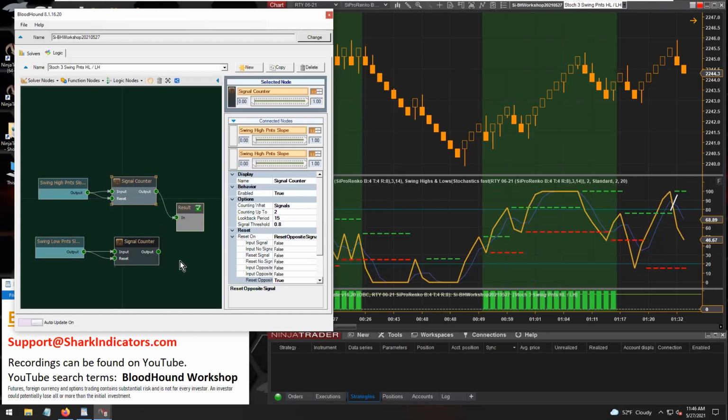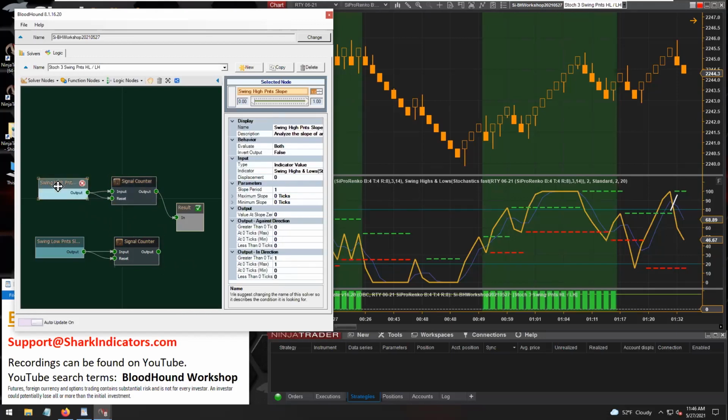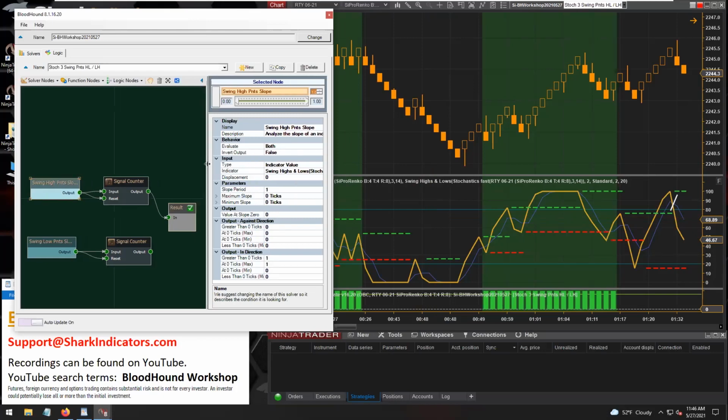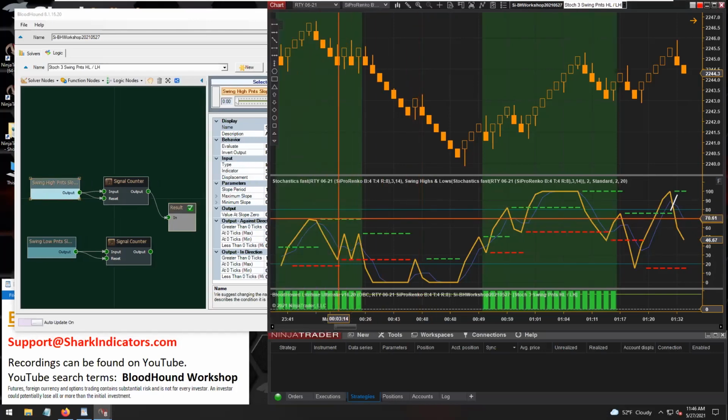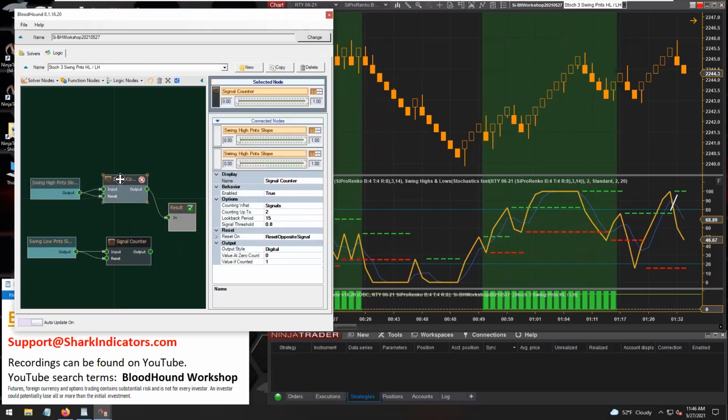So with the swing highs and lows indicator as it is, this is our logic here. Dan, if you can find a swing indicator that works well with the fast stochastics, then all the signals will be correct. But here's the logic: we're just using the slope solver to identify when the swing high plots step up or step down, and the swing low plots step up and step down. And then we're using the signal counter to count two steps in a row.